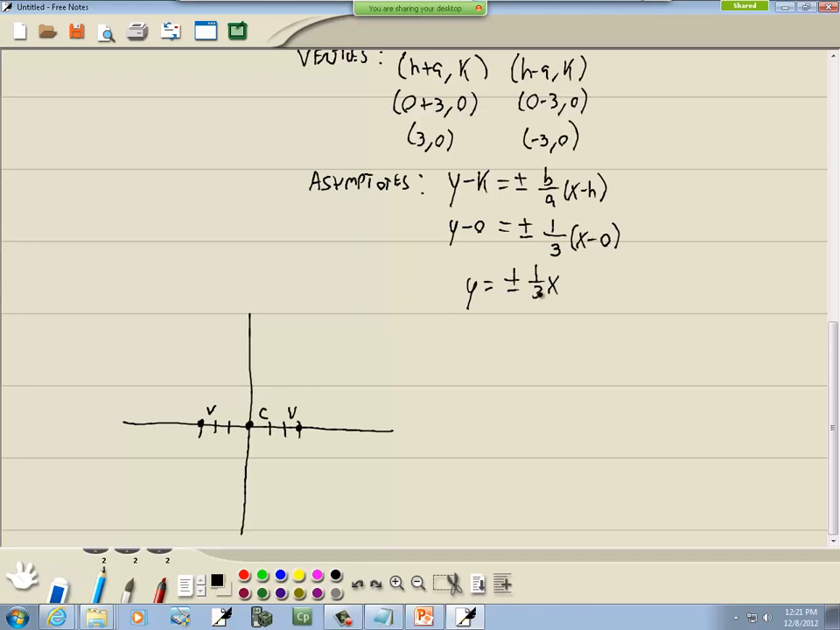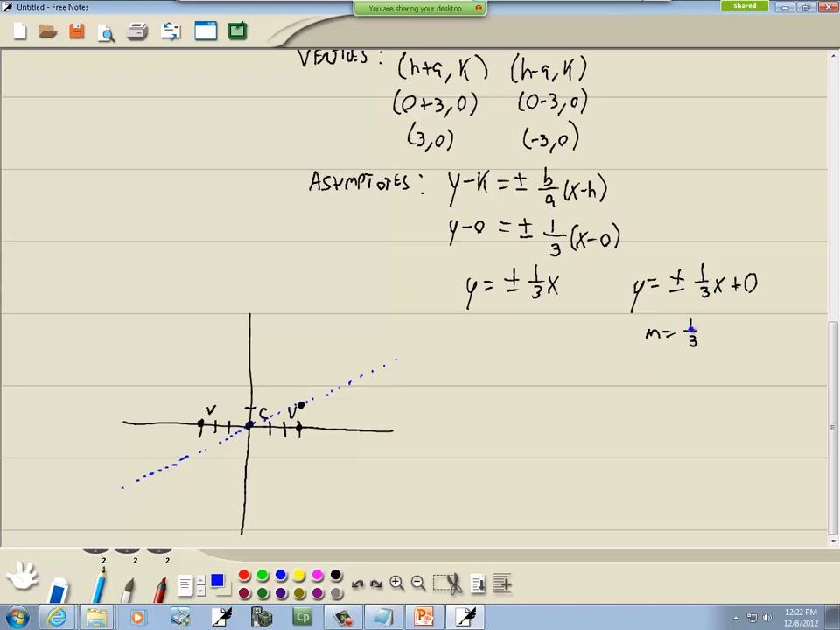Now, if I were to put this in slope-intercept form, this would be y is equal to plus or minus 1/3 x plus 0, which means my y-intercept is at 0, which is the origin. Our slope is 1 over 3, changing y over changing x. So I'll go up 1, and I'll go right 3. And that's where I'd have a second point. So our asymptotes, there's one of them. Now our other one is negative 1/3 x.